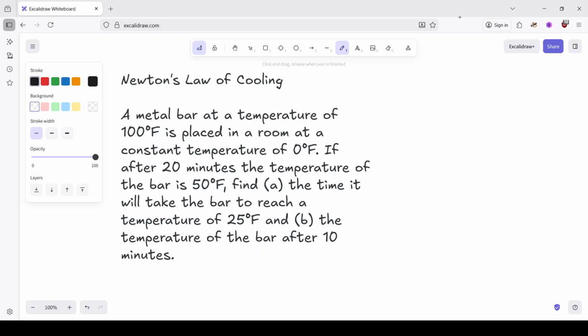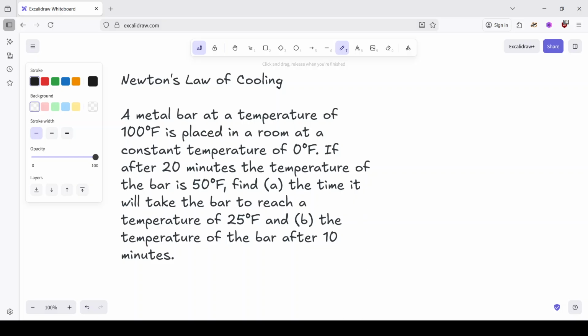Hello. So for this video, we will be talking about Newton's law of cooling, another application of our first order DE. So this will be our first example for Newton's law of cooling. We have a metal bar at a temperature of 100 Fahrenheit placed in a room at a constant temperature of 0 Fahrenheit. If after 20 minutes the temperature of the bar is 50 degrees Fahrenheit, A, find the time it will take the bar to reach a temperature of 25 Fahrenheit, and B, find the temperature of the bar after 10 minutes.